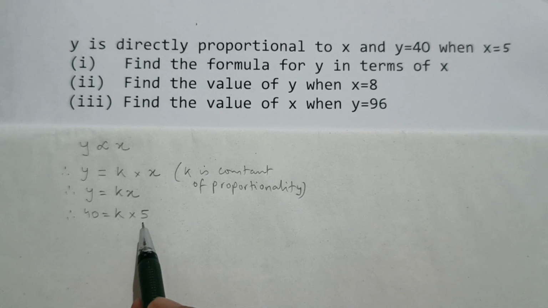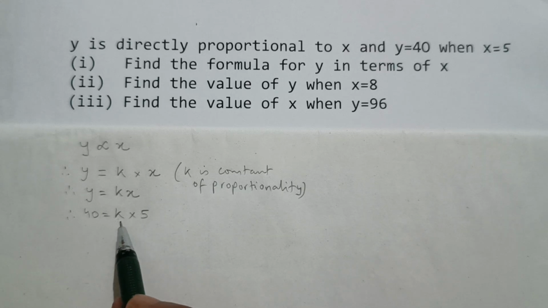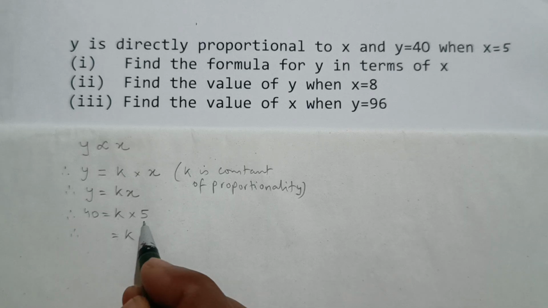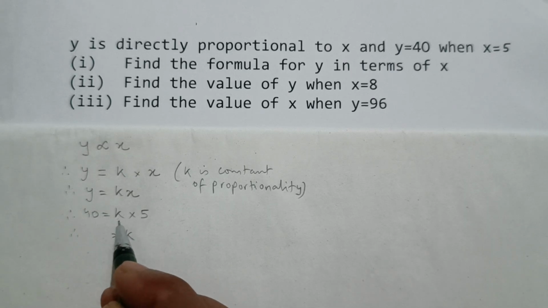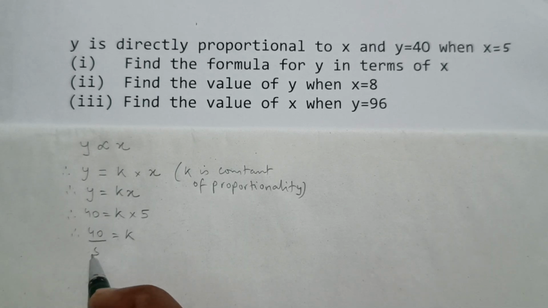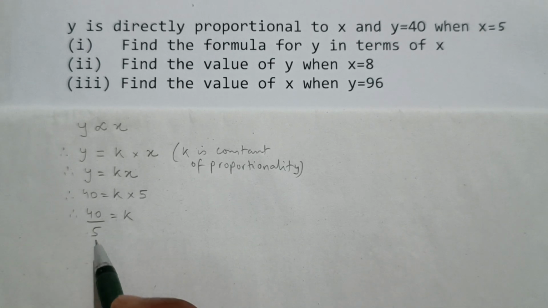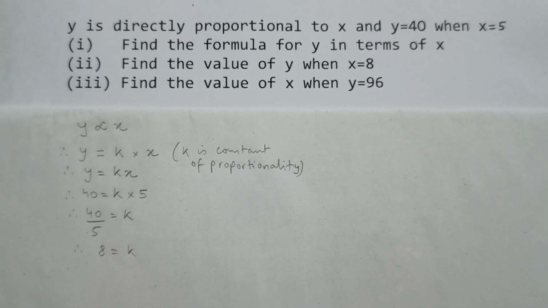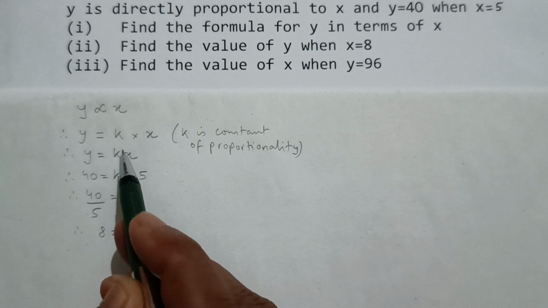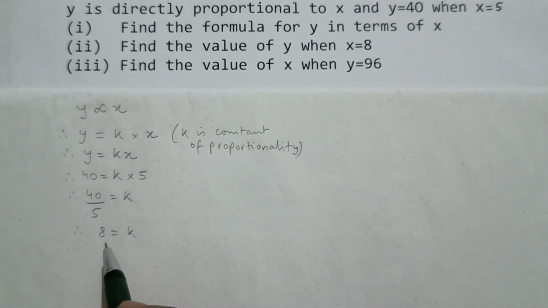And from this equation now I can find out the value of k. So what is k? Since 40 equals k multiplied by 5, k is 40 divided by 5, or 40 upon 5. Now what is 40 upon 5? 40 divided by 5 is 8. So the value of k, which is the constant of proportionality, is 8.